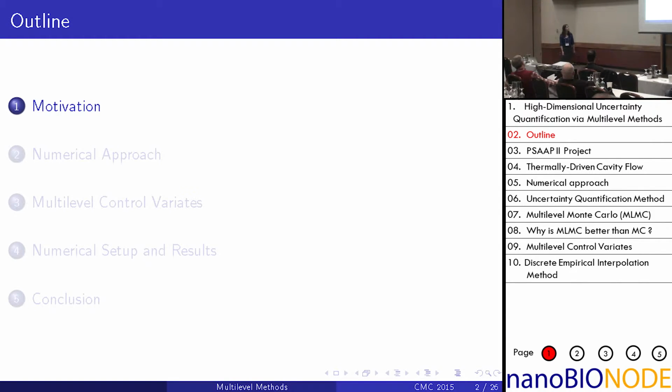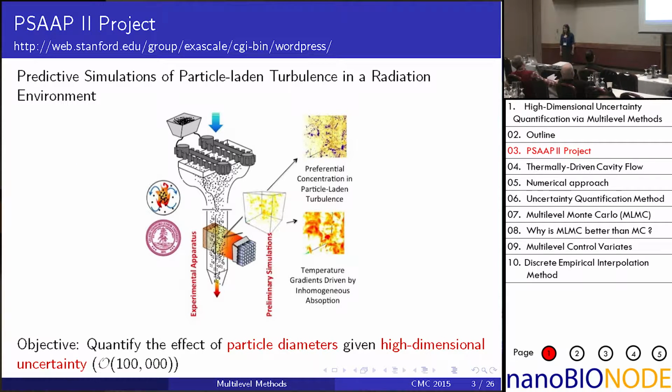So for our motivation, our funding is from the PSAAP2 project. That's the Predictive Science Academic Alliance program, and this is led by Stanford University. And the aim of the project is to simulate particle-based solar receivers. And within our subgroup of the project, we are looking at how the size of the particles affects the system. So this model will be looking at the specific domain.